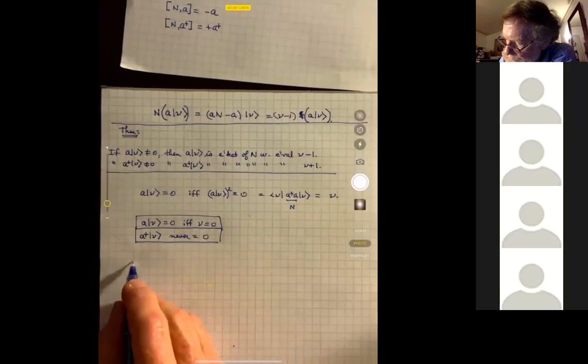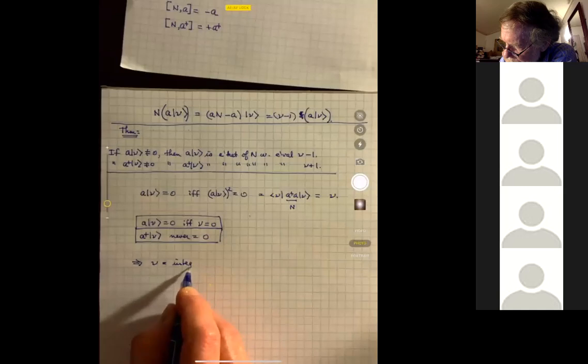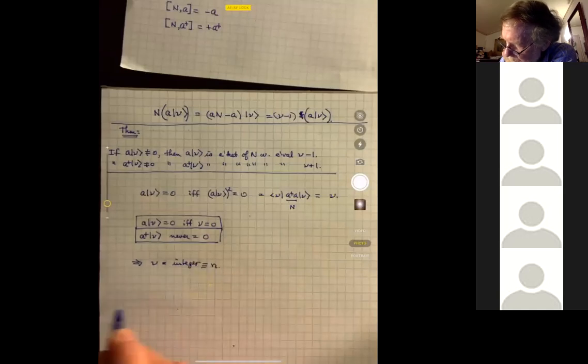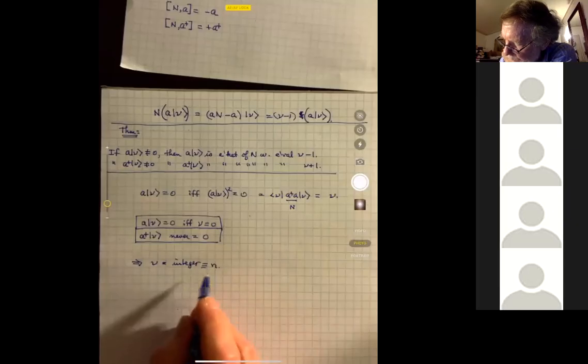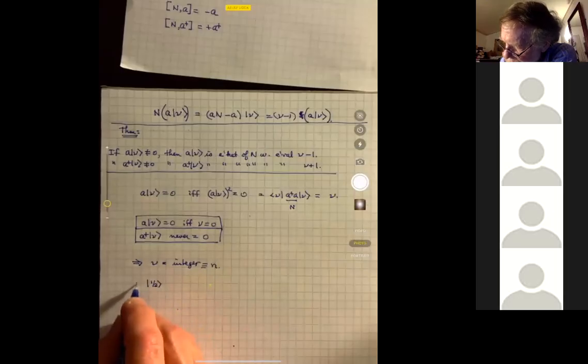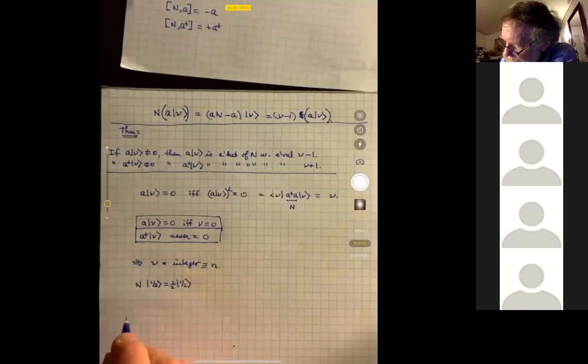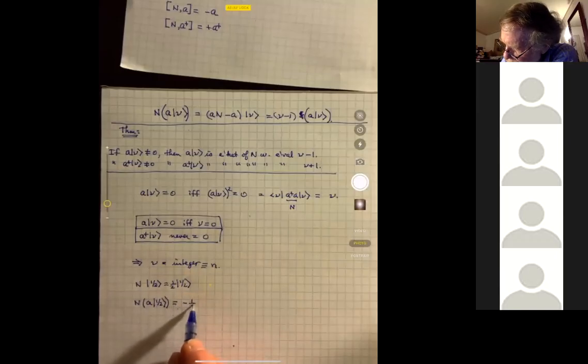Because when we state it that way, it implies that nu has to be equal to an integer, which let's call it N now. Now that we know it's an integer, let's call it N instead of nu. How do we know that? Well, we do it by contradiction. We say, suppose nu is not an integer. Suppose nu is equal to 1/2, for example. So the capital N acts on 1/2 and brings out a value of 1/2. Let's suppose such a thing were possible. Now 1/2 is not equal to 0. So that means that A acting on 1/2 is not equal to 0. But by this theorem then, that means A acting on 1/2 is an eigenstate of N with eigenvalue minus 1/2.